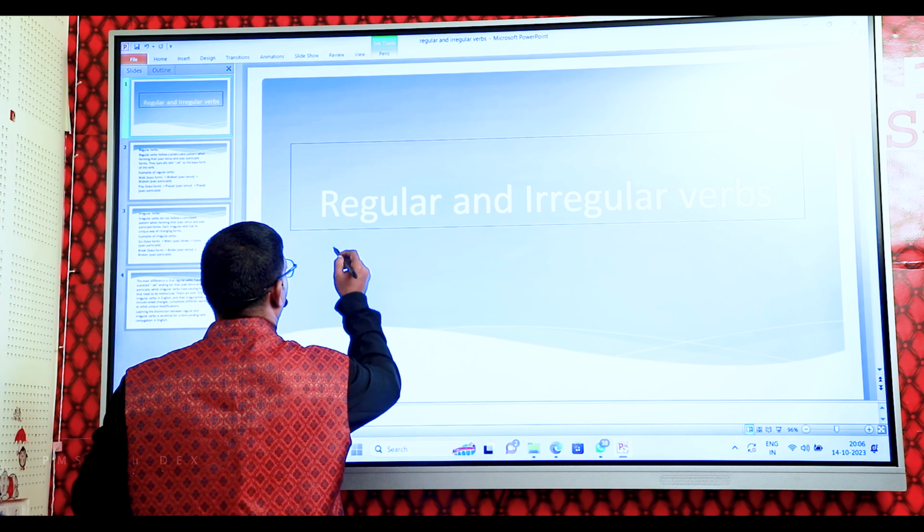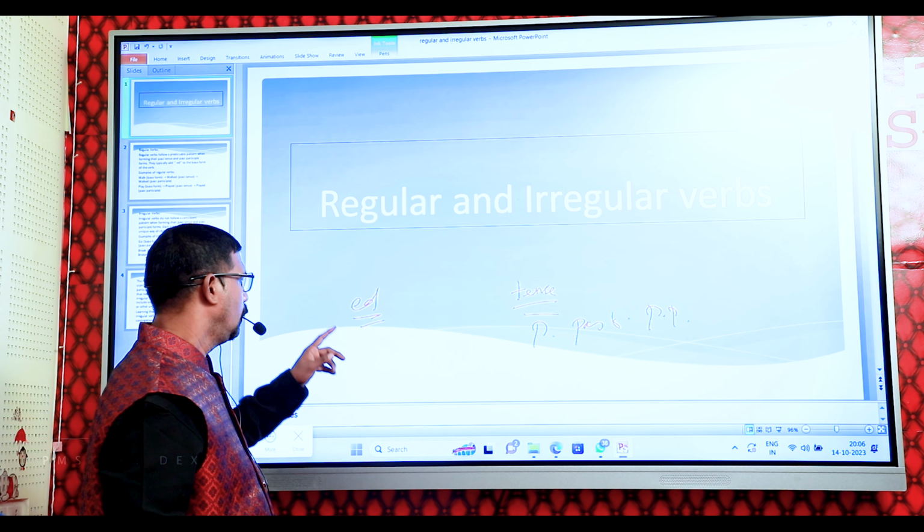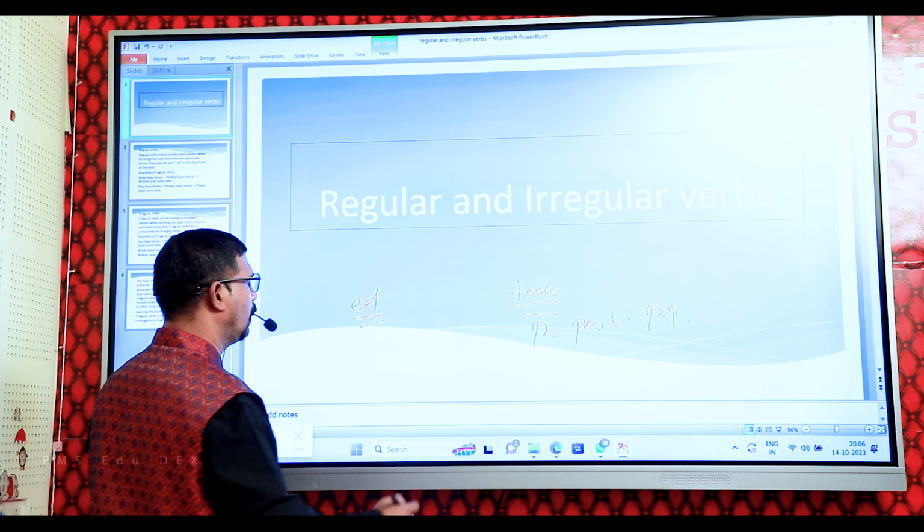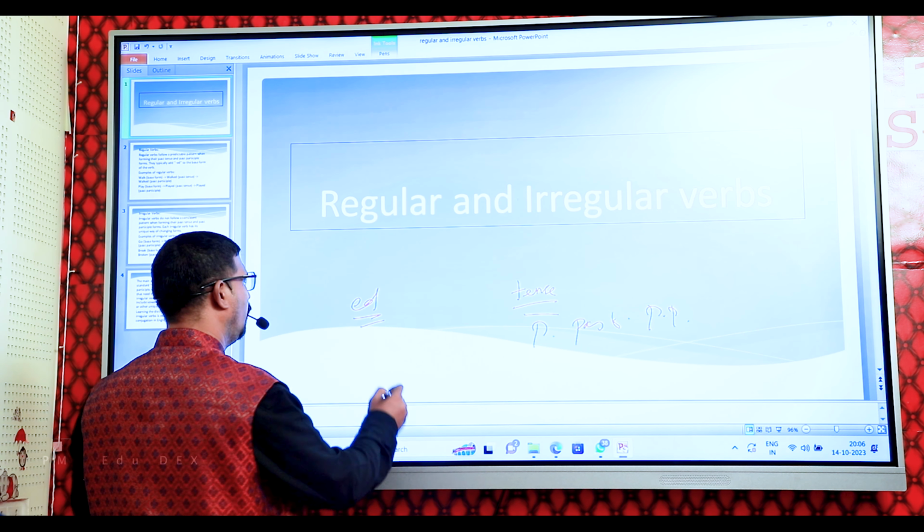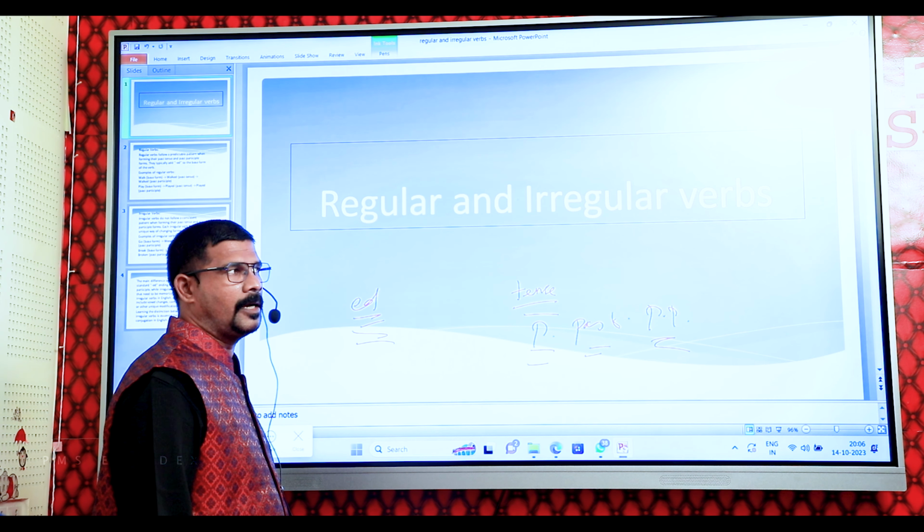Regular verbs: the verb ends with ed. Irregular verbs: the tense changes. The three forms: present, past, past participle. I hope you easily grasp the things. The verb or word that ends with ed we call a regular verb. When the tense changes into the three forms: present, past, past participle. Let's see one by one.